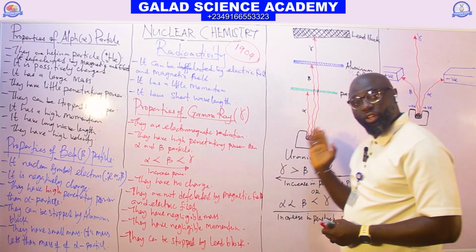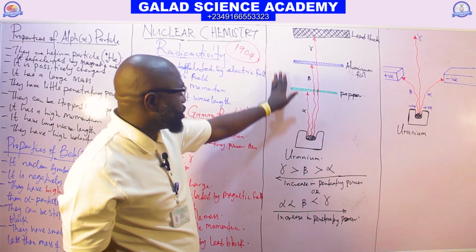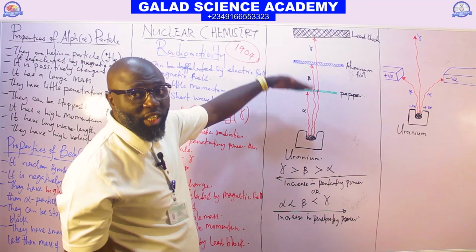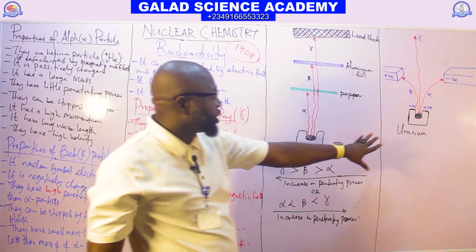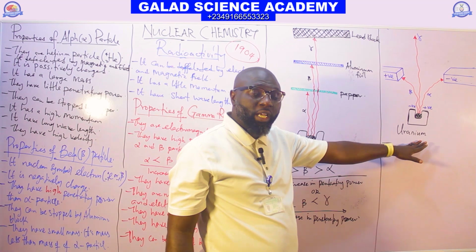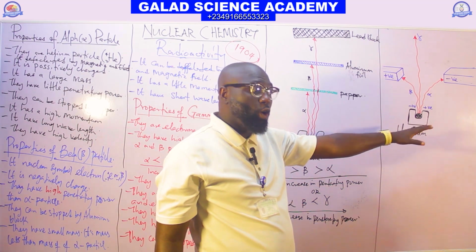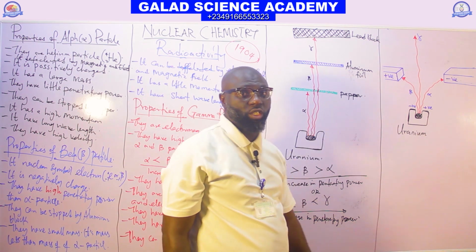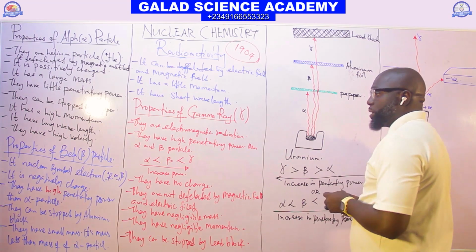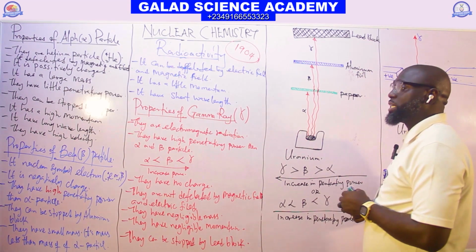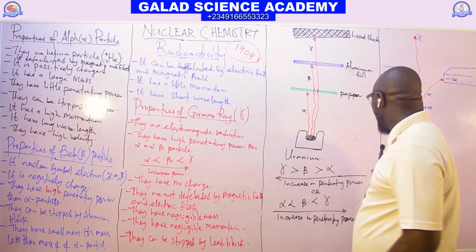So for this radioactivity, this first experiment is the one that shows us the penetrating power of radioactive radiation. This one is the one that tells us the deflecting power or the nature of radioactive radiation. So these are the two experiments. And the next thing, let us talk about detection of radioactive radiation.